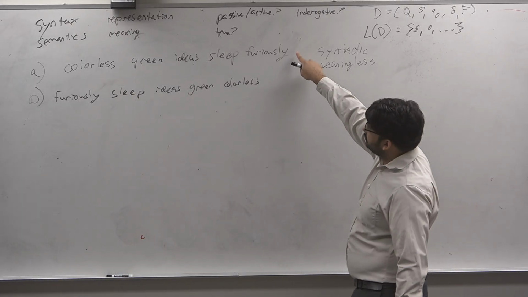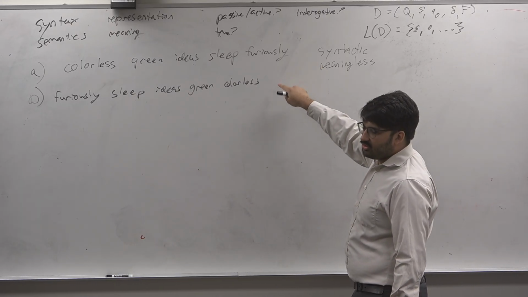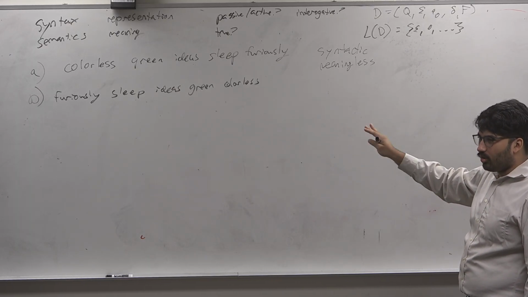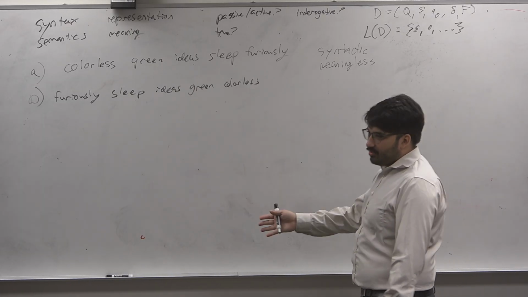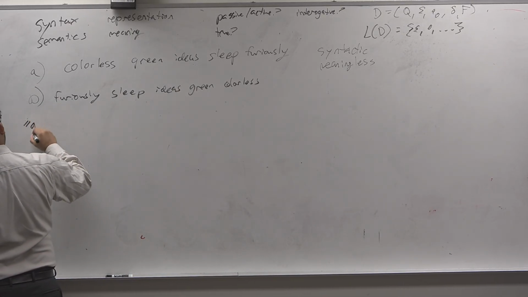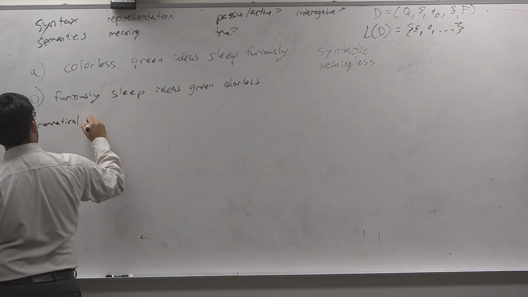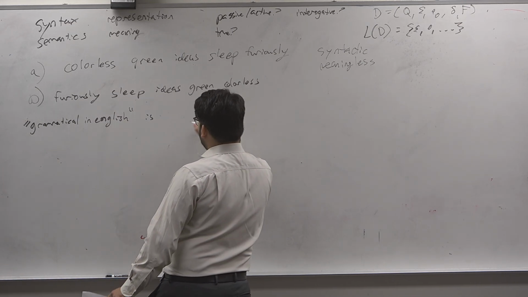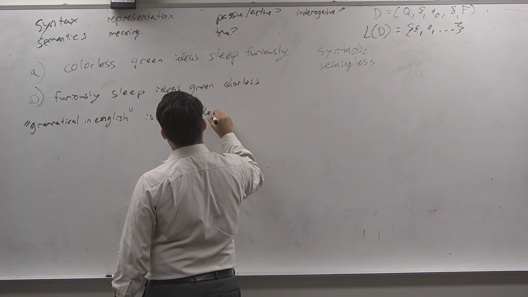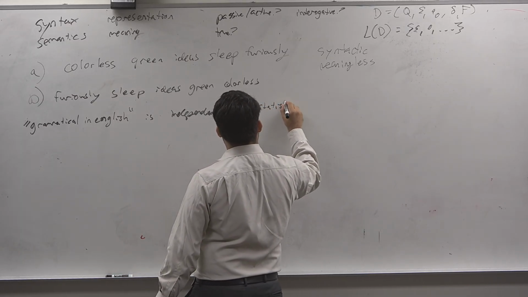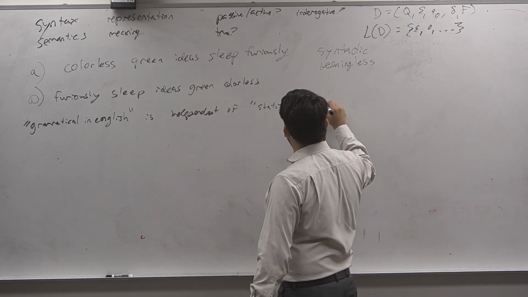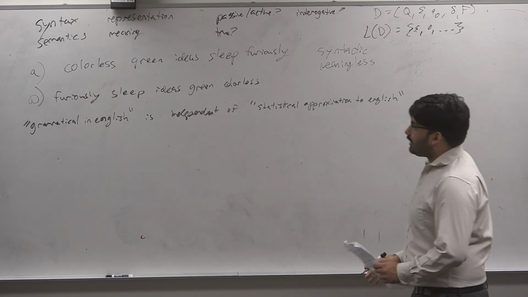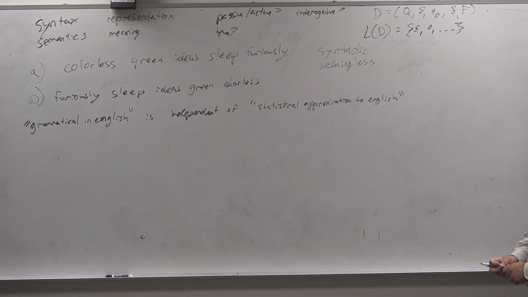Grammatical, ungrammatical. What's the difference between these two sentences, though? The order of the words. It's simply the reversal of the order of the words from the first sentence, right? So here's the extrapolation that we get from this: grammatical in English is independent of statistical approximation to English.